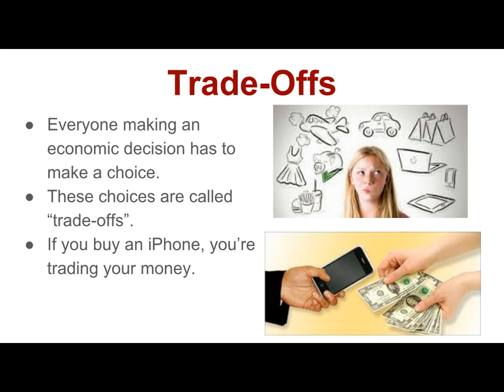You can have one thing, you can have another thing, but you cannot have both. For example, if you buy an iPhone, you're trading your money. You're giving up one thing in order to have another. This is the basic idea of exchanging goods within our economy.